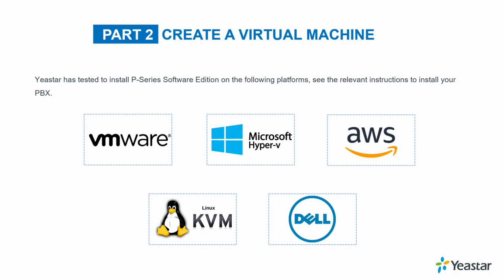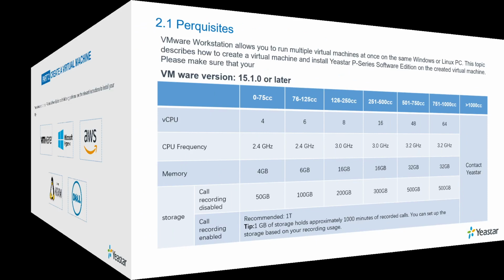And the last one, this is just an example. Like I said, you can also choose to deploy the P-Series Software Edition on a hardware server, for example, Dell, or maybe some other brands. There are so many choices, depends on you. So that's also supported. You can also choose to deploy the whole thing on that particular hardware server as well. Okay, now let's keep going.